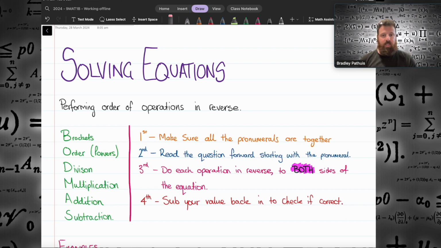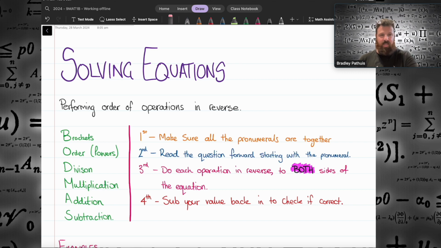Then what I'm going to do in my head is read the question forward, starting with the pronumeral. What that is doing in my mind is talking to me about my order of operations. What did I do first? Did I do brackets? Did I do powers? Was there something inside the brackets that I had to simplify before I could do something outside? So it's reading the question forward to get a very clear understanding in my head of each step that I did, starting off with the variable to get to the answer.